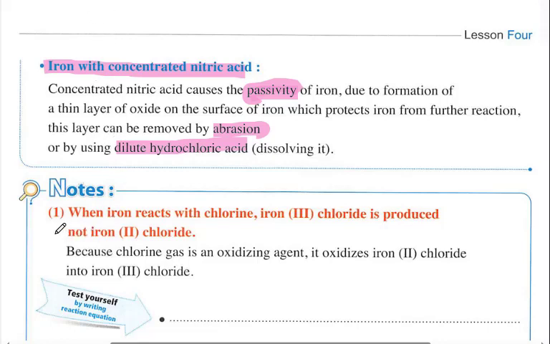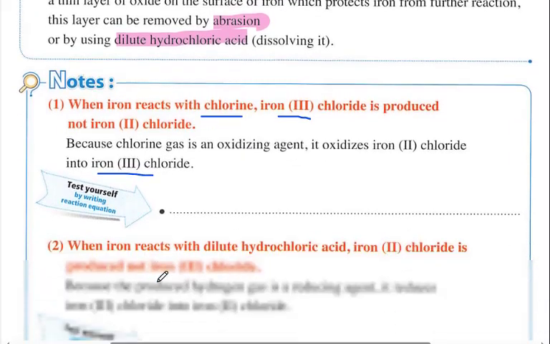Okay, we will repeat it because of its importance. Here, when chlorine reacts with iron, it forms iron 3 chloride, as chlorine is an oxidizing agent, so it makes all the iron salt iron 3 chloride, not iron 2.